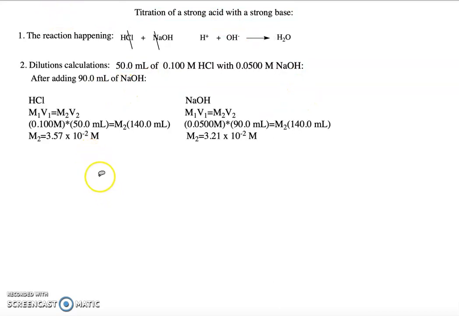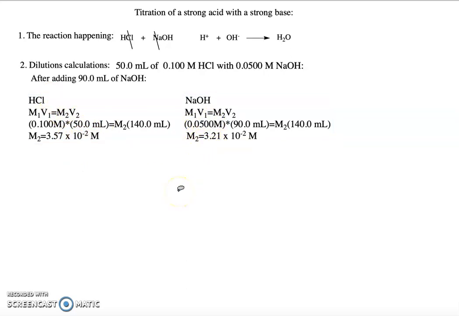If I do that, the initial volume for my HCl is 50 milliliters. The final volume is 50 plus my 90, or 140. For my base, the initial volume is 90, and my final volume is the 90 plus the 50 for 140. They both have the same final volume. M1V1 equals M2V2, and these are the two concentrations we get for our acid and our base.